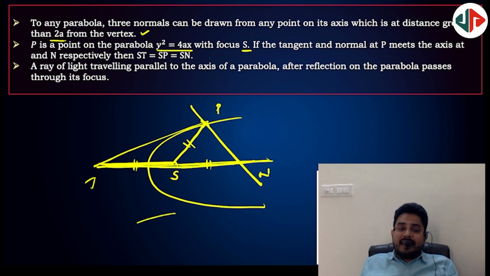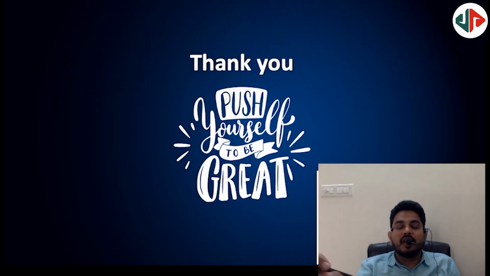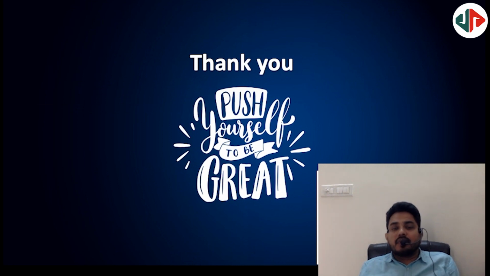And any ray traveling parallel to the axis and hitting the parabola will pass through the focus. This is the reflection property. So with this one, I'm concluding the session. But with the problems, we'll discuss a few more shortcuts and a few more properties which are required. Thank you very much.